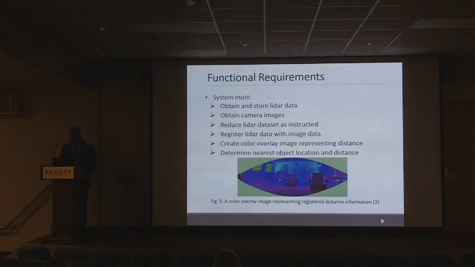Aside from this, we wanted to create a color overlay image representing distance, and this is best represented in figure 5 shown here. As you can see, the lighter colors are representative of distance that's farther away. So the light blue can be shown more or less with the wall, and then the darker colors are more representative of closer objects, such as the chairs, as you can see with the purple. Now, one of the last functional requirements that we wanted to focus on was determining the nearest object and location of those objects relative to the boat.